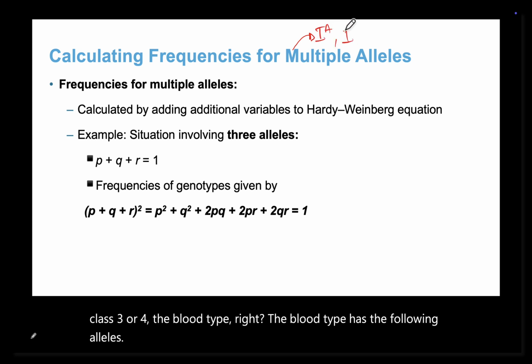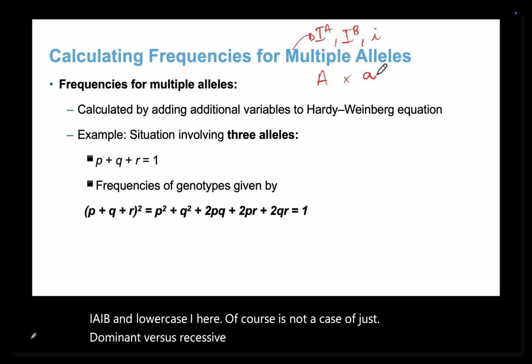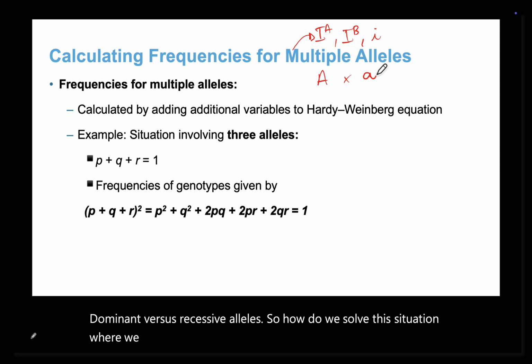IA, IB, and lowercase i. Here, of course, is not a case of just dominant versus recessive alleles. So how do we solve the situation where we have 3 alleles? Simply by adding one more letter to that equation, okay?